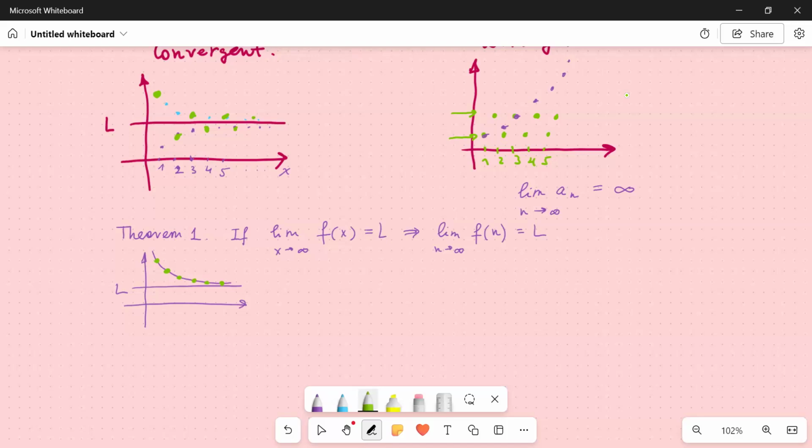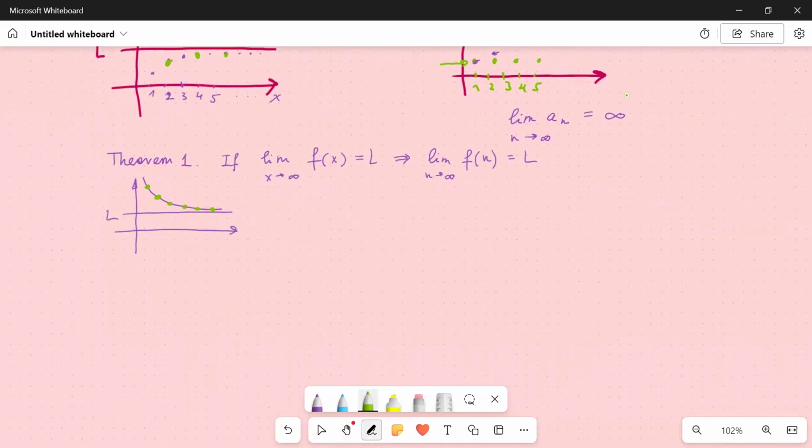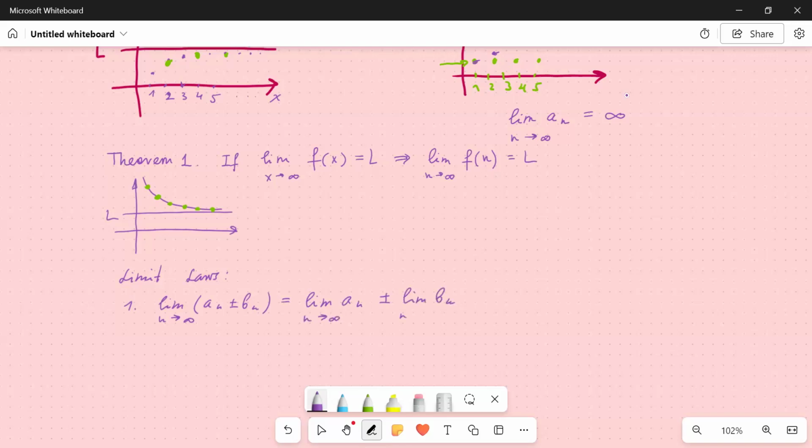I'm going to consider limit laws and then give you a couple of examples. Limit laws are the same for sequences as for functions. So if you have two sequences and you add them or subtract them, and you do have limits separately of a_n and b_n, then the limit, like for functions, is going to be equal to the sum of limits or to the difference of limits.